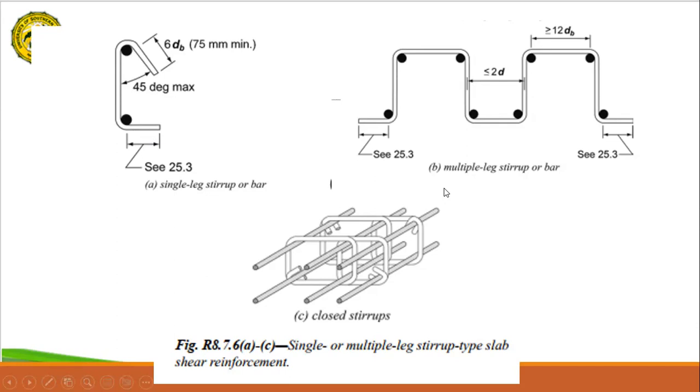And for letter B, we have the multiple leg stirrup or bar. So kung ito yung ating top bars, then we have this bottom bars. So ganito yung magiging arrangement ng multiple leg stirrup or bar. Then for the closed stirrup, so kung ito yung ating top bars and bottom bars, yung 4 bars dito are enclosed by this stirrup and another 4 bars enclosed by another stirrup. Okay.